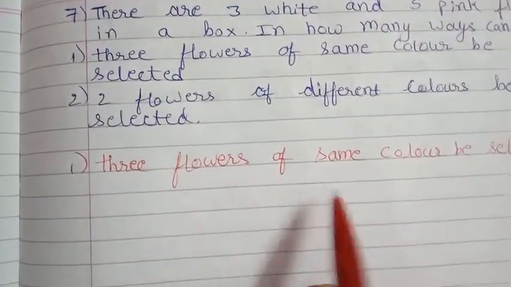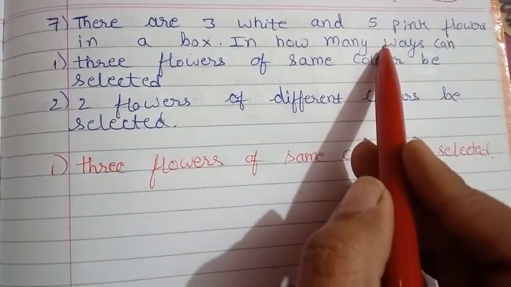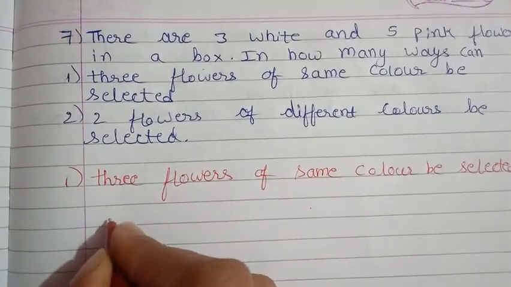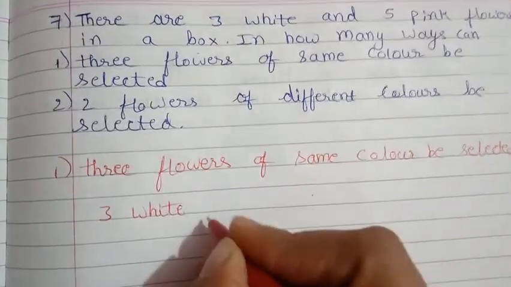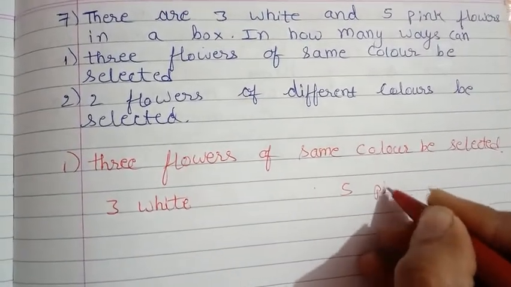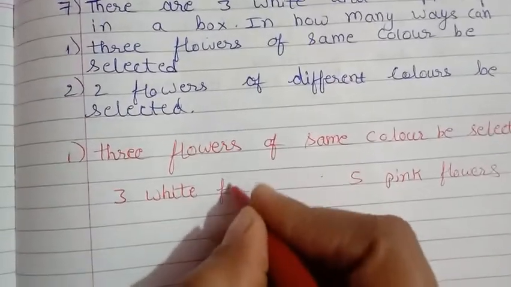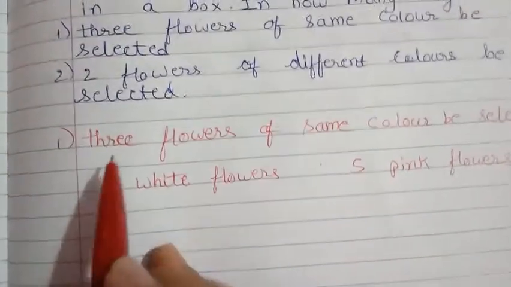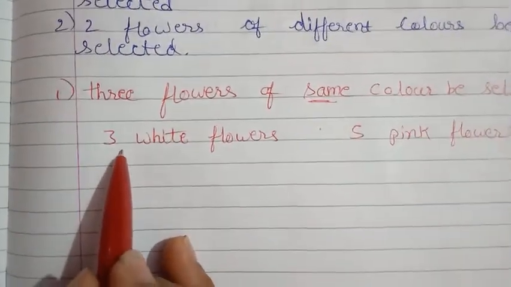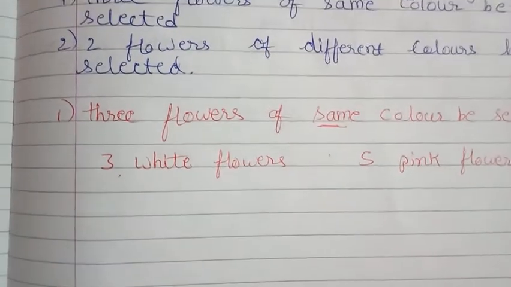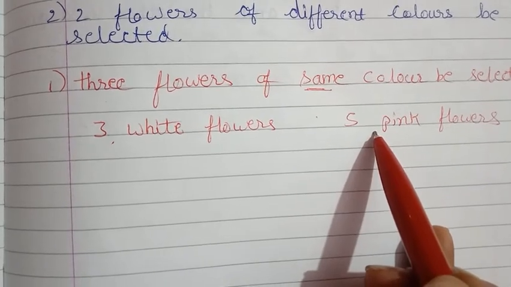Now 3 flowers of the same color we have to select. Now what we have: 3 white flowers and 5 pink flowers. So we have 2 options, 3 white flowers and 5 pink flowers, right? Now 3 flowers of the same color we have to select. So either we can select all 3 white flowers or 3 pink flowers, right?